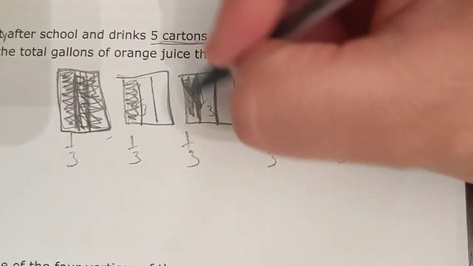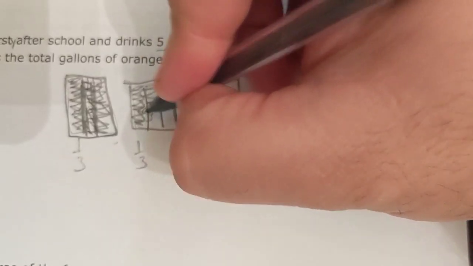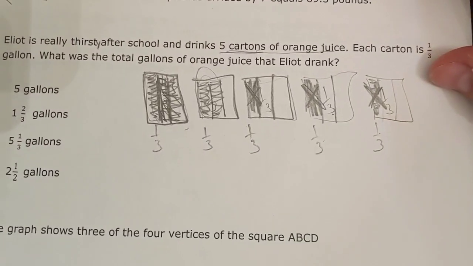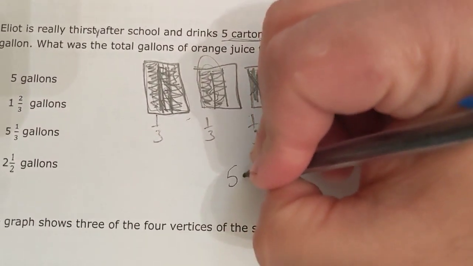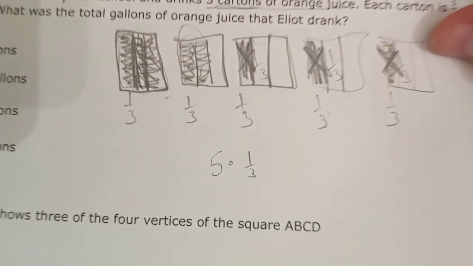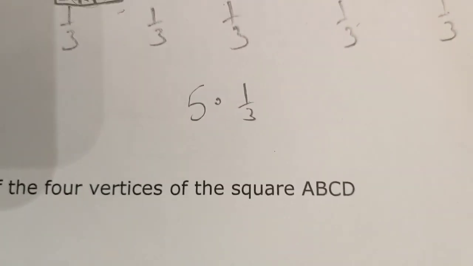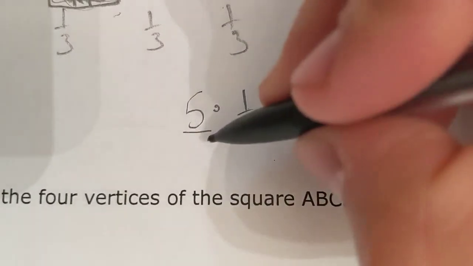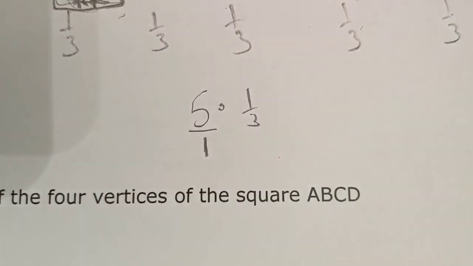Same thing for this one. This one can be moved over here, and what you end up with is 1 whole gallon and 2/3, which is answer choice B. Now, if you wanted to do it with the algorithm, you could have also said 5 times 1/3. And if you remember the algorithm for multiplying a whole number by a fraction, this is where you have to make the whole number a fraction as well by putting a 1 underneath it.